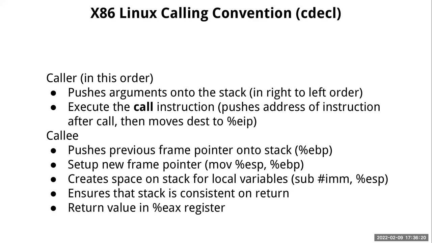Then in the callee, it's the callee's job to push the previous frame pointer onto the stack. That is the EBP we just saw. Then it will set up its own frame pointer by moving ESP to EBP. Then it will create space for its own local variables. That's the subtract of several bytes from ESP, which you saw. Then when the function finishes, it has to make sure the stack is consistent.